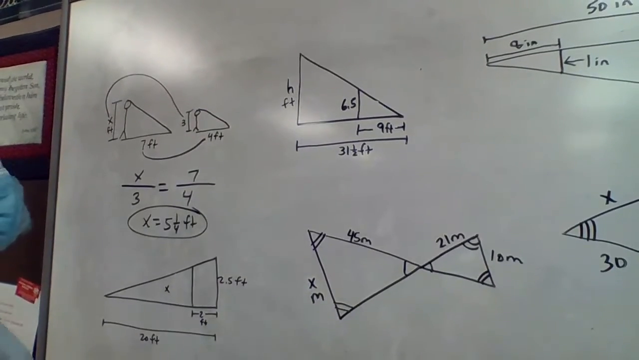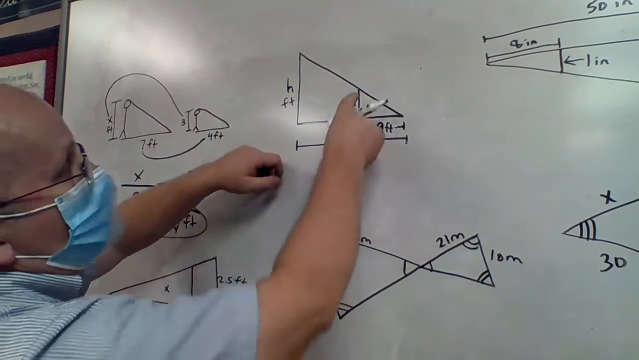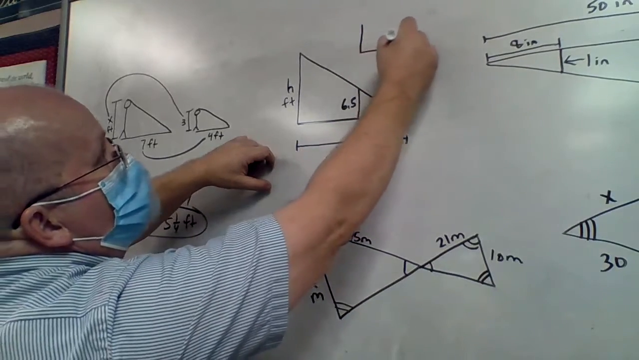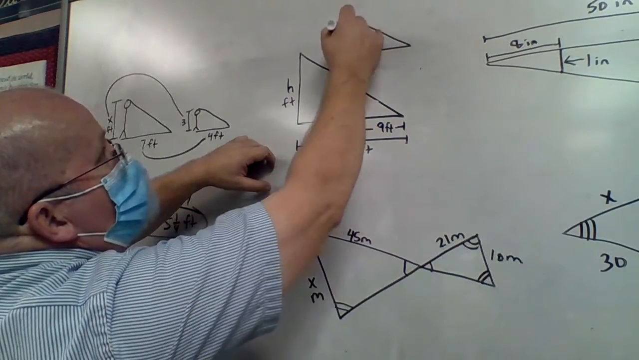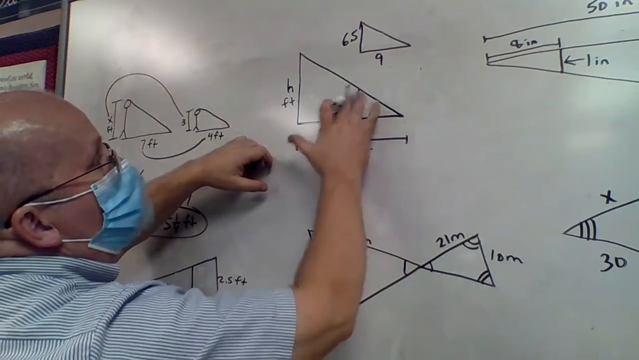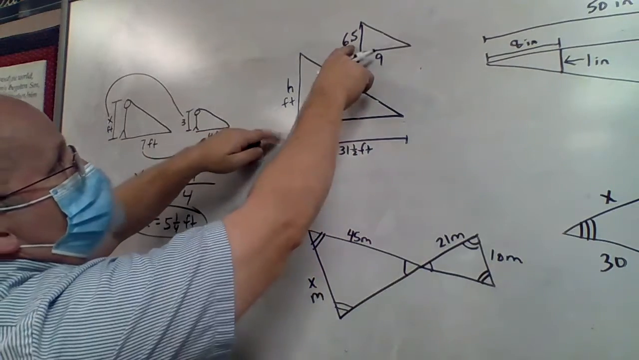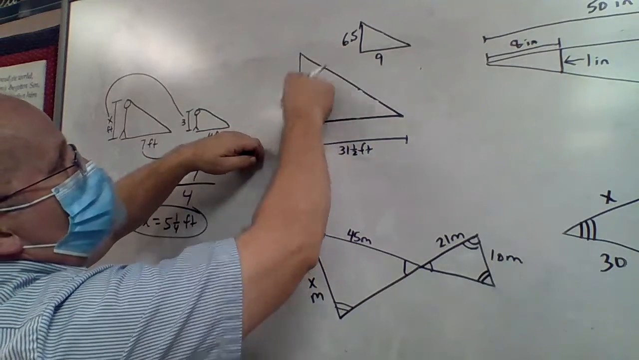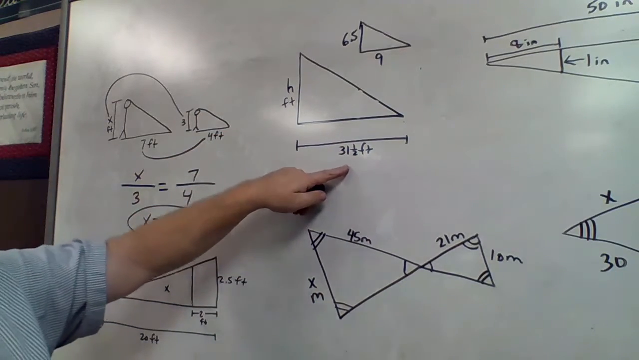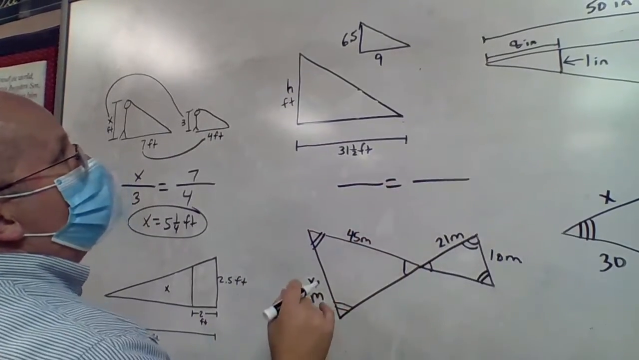And the first thing I would recommend you do is you break the figure apart into two pieces. Do you see this smaller triangle that's 6.5 by 9? I bring that up here, and I'd rewrite it like this. And then I'd look at the whole thing the way it is now. See, 6.5, that's the corresponding part to h, and 9 is the corresponding part to 31.5. So my proportion would look like something like this.